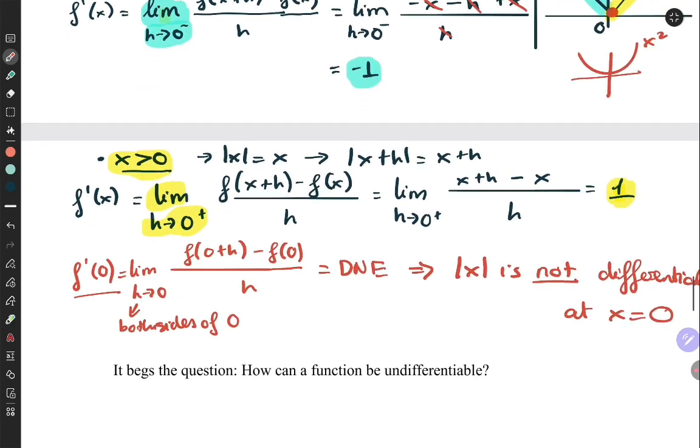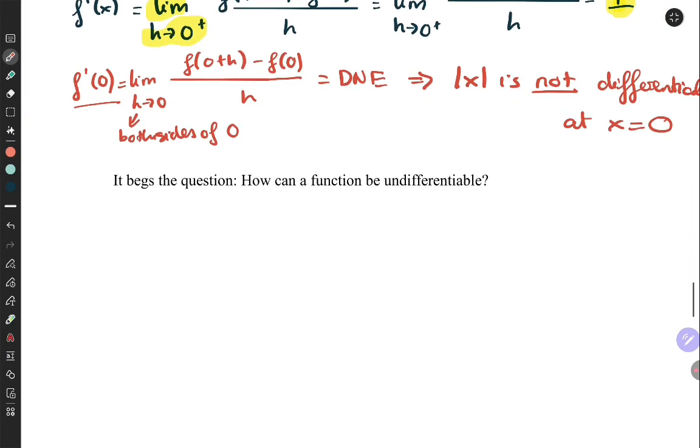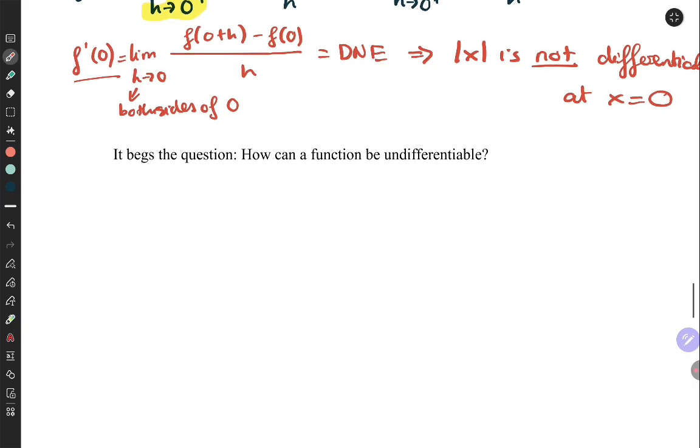Then, it begs a question. How can a function be non-differentiable? There are 3 things for you to recognize. Let me put it down. 3 possibilities.